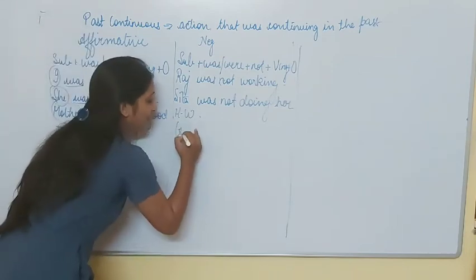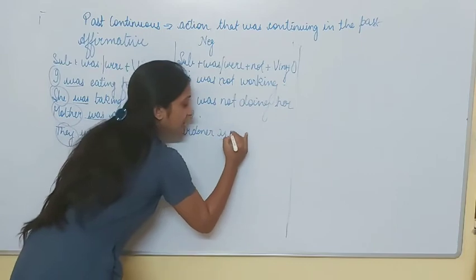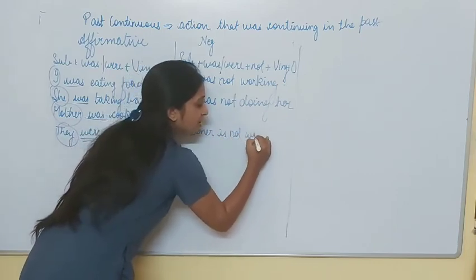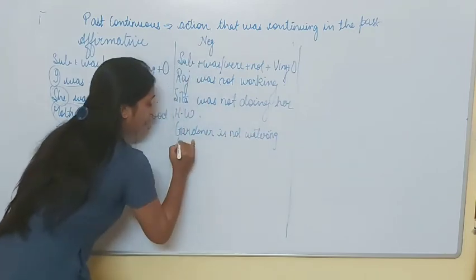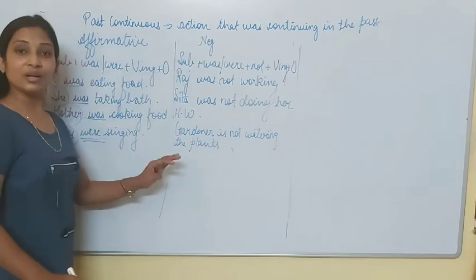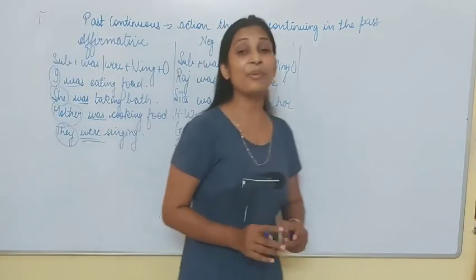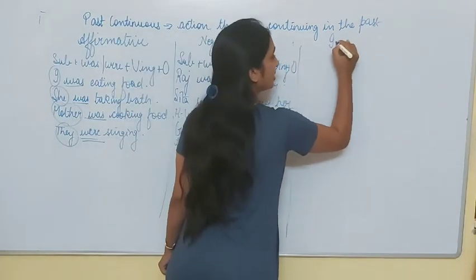Like another one. Gardener was not watering the plants. Alright, children. So it is also a negative past continuous sentence. Let's move on to the interrogative ones.